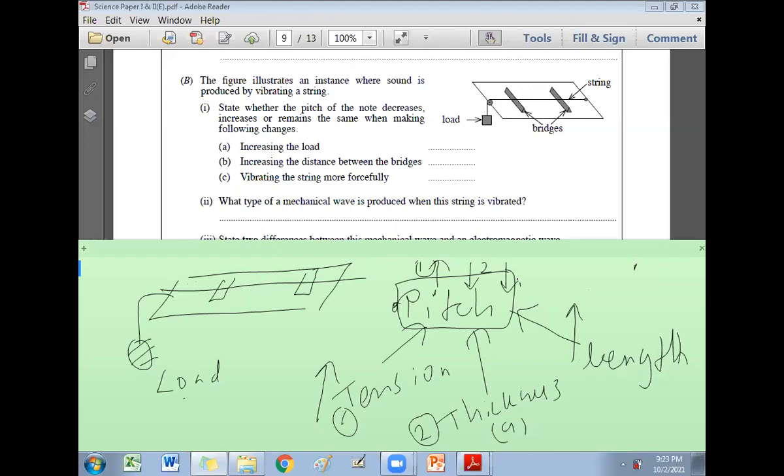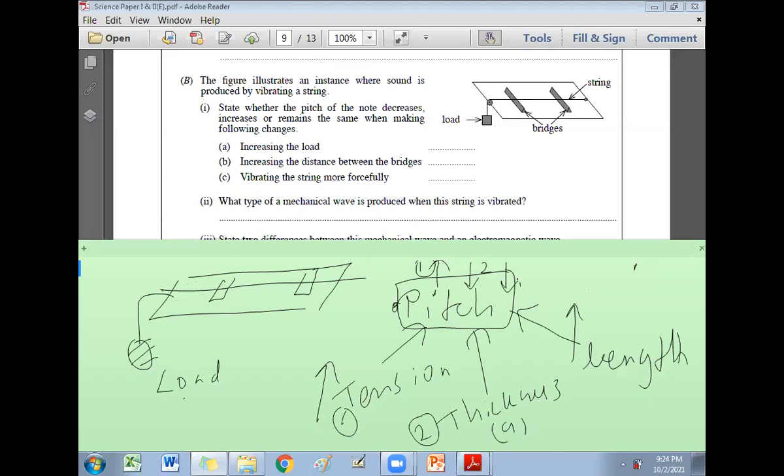So out of these 3, which one will increase the pitch? Tension. Higher the tension, higher the pitch. Higher the thickness, lower the pitch. Higher the length, lower the pitch. Long wires, low pitch. Short wires, high pitch. Thick wires, low pitch. Thin wires, high pitch.